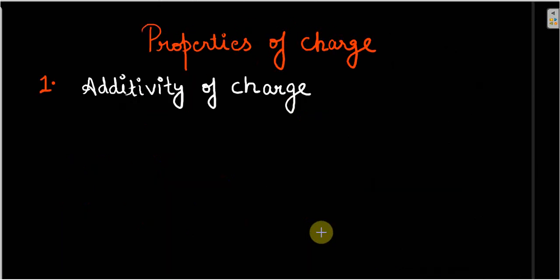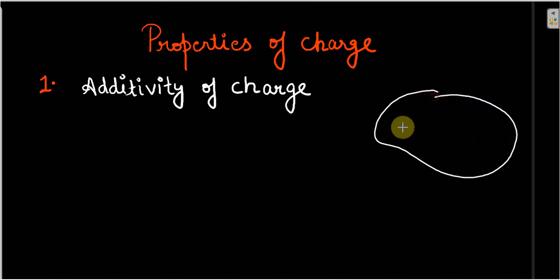Next, we will discuss the properties of charges. The first property is additivity of charge. Additivity of charge means we can add charges algebraically. For example, in a system we have three charges. First one is Q1 having a value of -3 microcoulomb, Q2 having a value of 2 microcoulomb, and Q3 having a value of 5 microcoulomb.